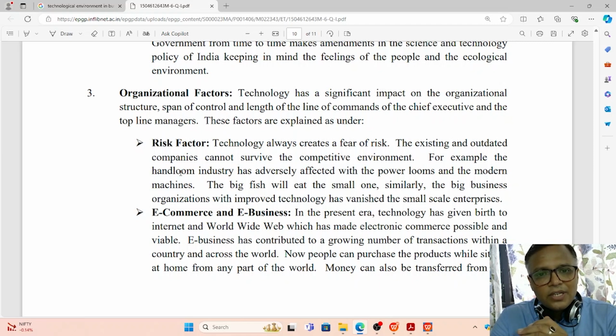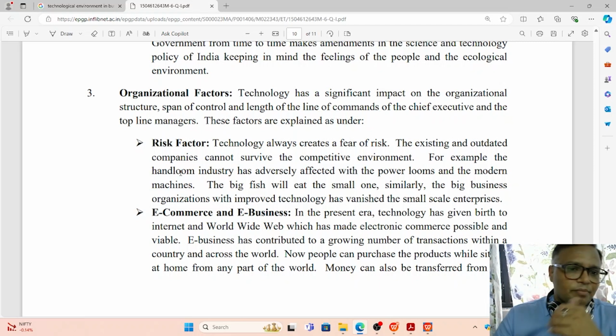First is the risk factor. The technology always creates the fear of risk. The existing and outdated companies cannot survive the competitive environment. For example, the handloom industries were adversely affected by the power looms and modern businesses. The big fish will be eaten by the small one. Similarly, the big business organizations and the improved technology have vanished the small scale enterprises.